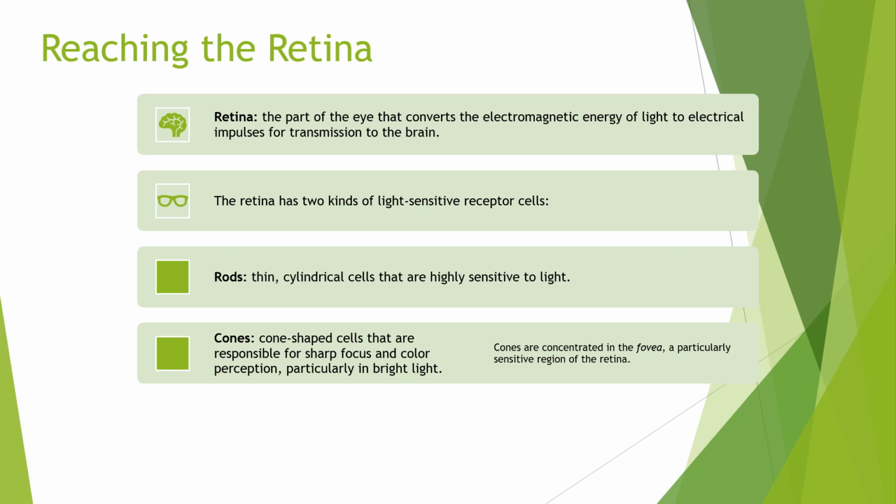So the retina has two types of light-sensitive cells, the rods, which are very sensitive to light, right? So they're more helpful whenever it's dark or dim outside, and cones allow you to see in color. So they're really helpful in bright light.